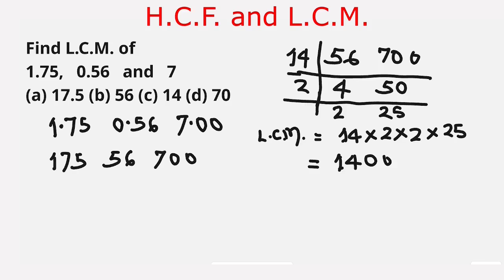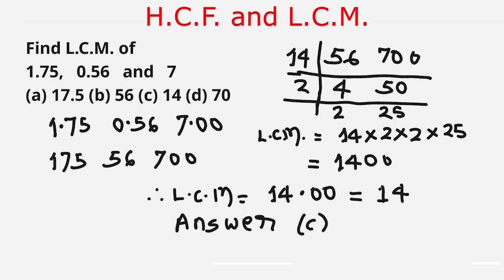Now we have to put the decimal in such a way so that the digits after the decimal are 2. Therefore, the final LCM will be 14.00, as we have to put the decimal leaving 2 digits from the right. So it is 14.00 and this is equal to 14. And from the given options, our answer is option C, 14.